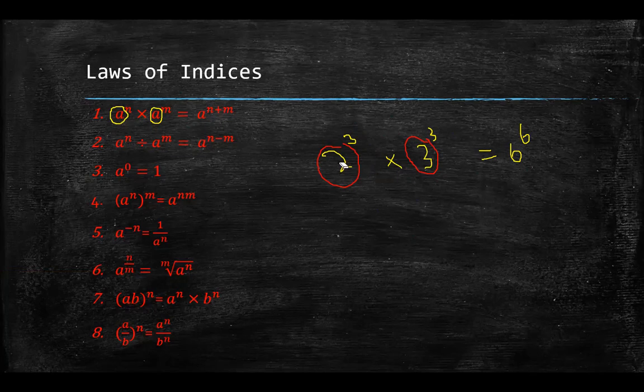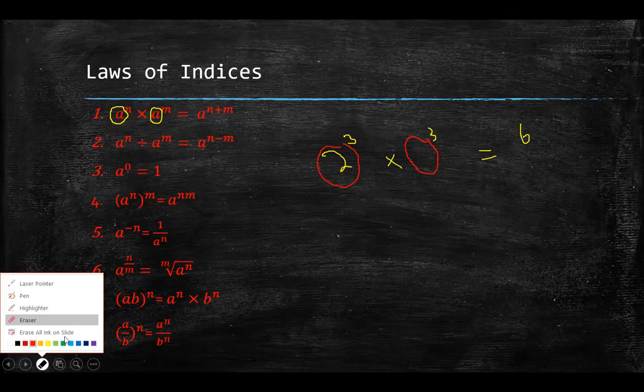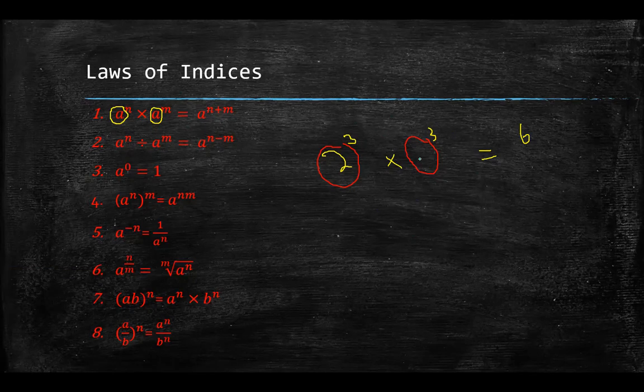So instead of having 2 to the power of 3 times 3 to the power of 3, the rule wouldn't apply there. But if I had 2 to the power of 3 multiplied by 2 to the power of 3, the rule would apply here. According to this rule, a to the power of n multiplied by a to the power of m, all I have to do is keep my base. Whatever the base is, it remains the same. In this case, 2 is the base, so I put back 2 here.